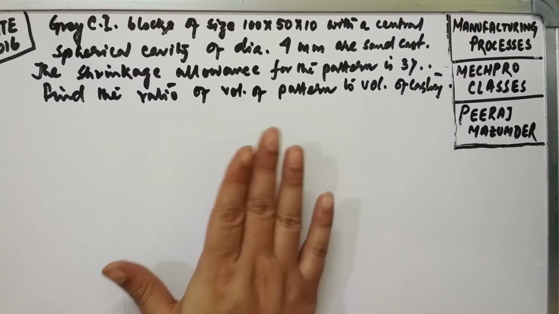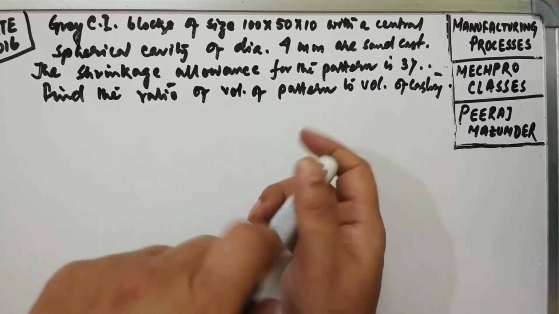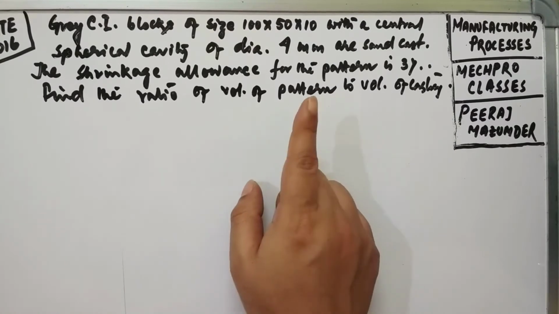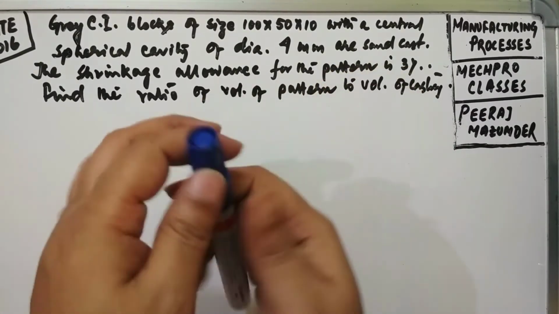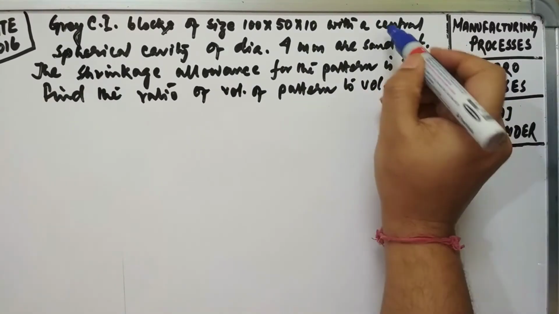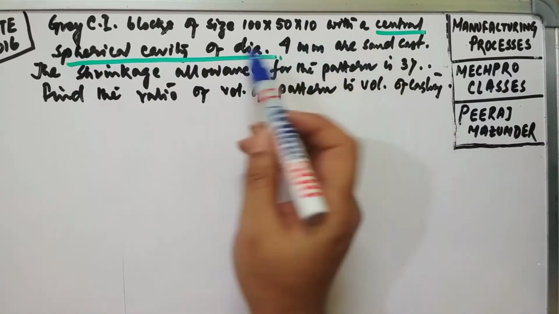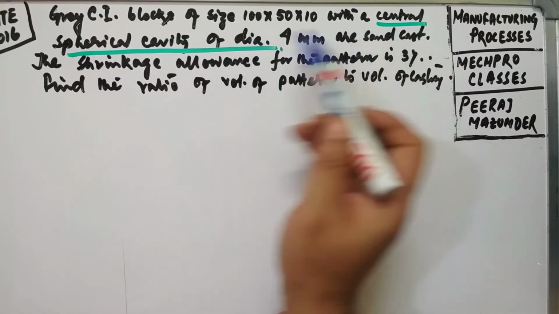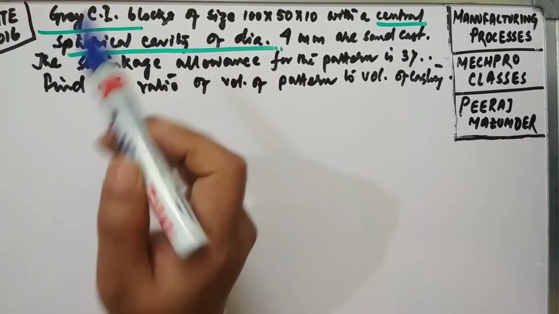So this one is the last problem for today's session. I have taken this problem from the GATE 2016 paper. It says grey cast iron blocks of size 100 into 50 into 10, that is the dimension is given over here, with a central spherical cavity. This is different from the previous one. This is the beauty of this particular problem. They are saying that the casting should have a central spherical cavity, and again it is grey cast iron.